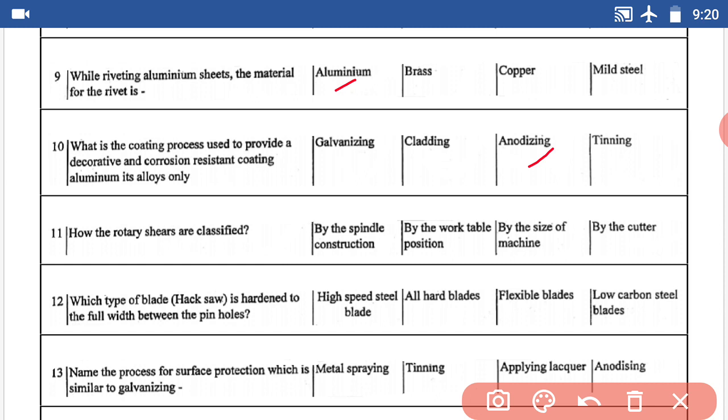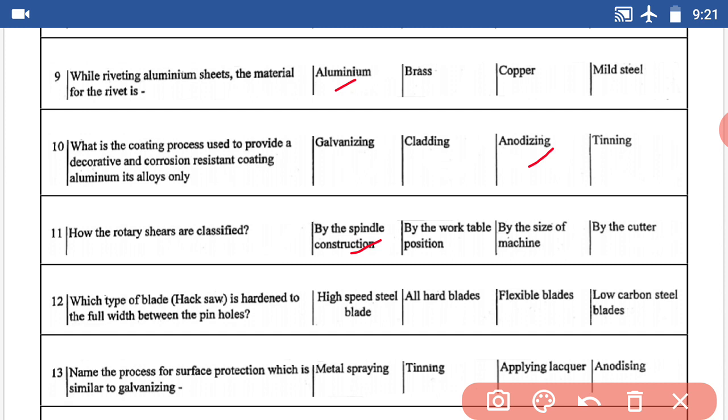Question number 11. How are rotary shears classified? The answer is by the spindle construction. Option A is the correct answer.